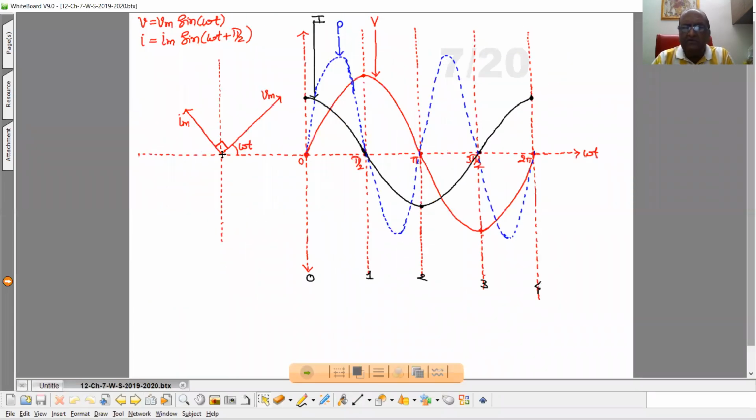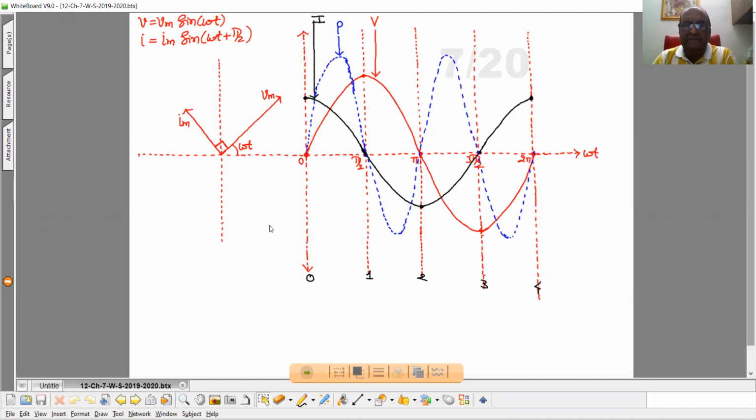Now the phasors. The voltage phasor at any instant t is in the direction making an angle omega t with respect to the x-axis. The magnitude of this vector is Vm. Now the current leads the voltage by pi by 2, so the current phasor is represented in the direction making an angle plus pi by 2 with respect to Vm. So the total angle of this current phasor with respect to the x-axis is omega t plus pi by 2. So these are the phasors.